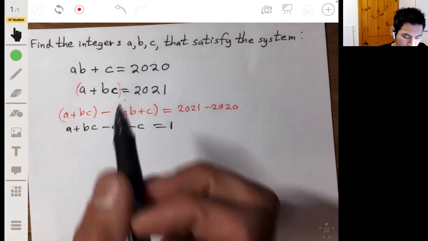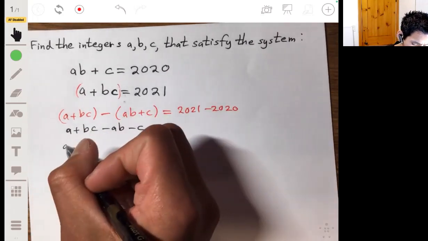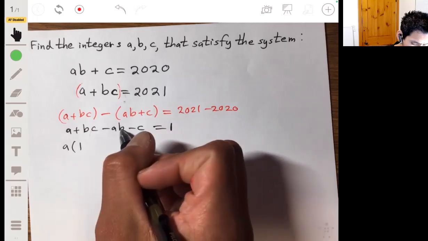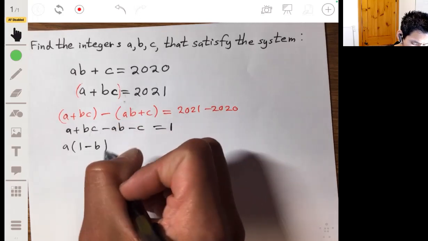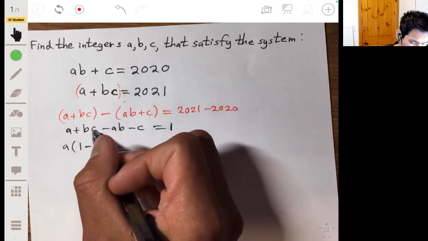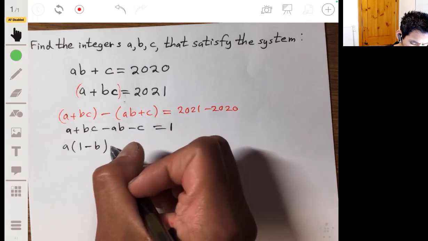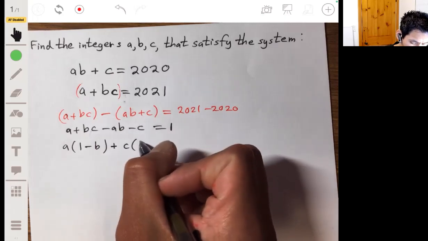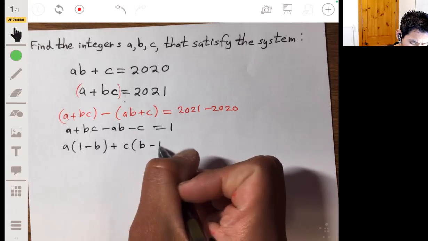And then we can see that we can factor out an a from here and from the ab, so a times (1 minus b). And we can also factor out a c from here and here, so we'll get plus c times (b minus 1).